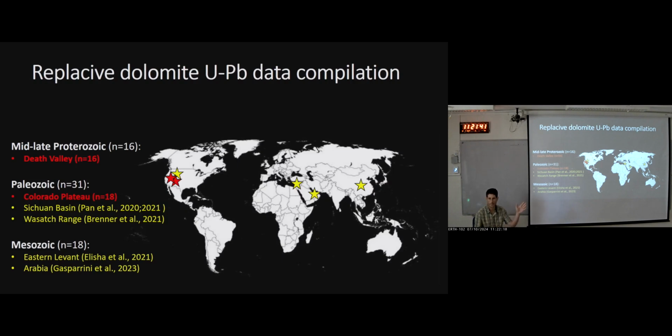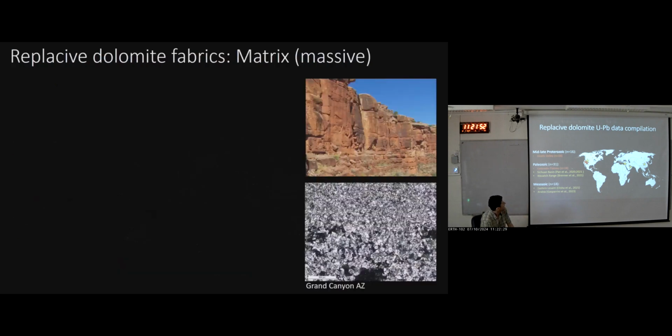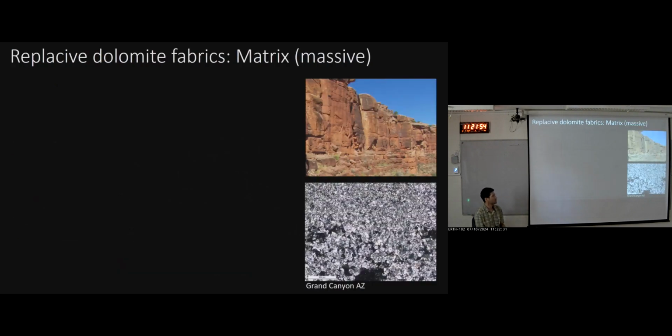So the oldest sample, the stratigraphic age, is like 1.2 billion years, to the Mesozoic. The youngest one, I think, is Upper Cretaceous. And samples have different types of fabric. Some of them, all of them are replaced dolomites that are associated with replacement. And some of them are massive. That means that they come from massive beds like this. This is the Redwood Formation at the Colorado Plateau.